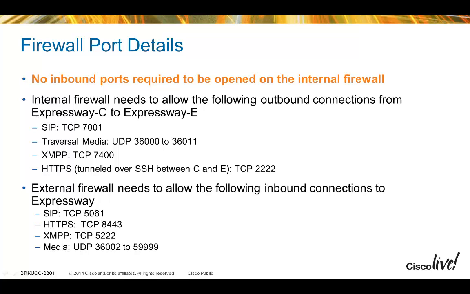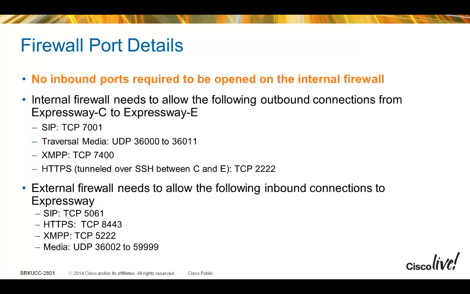XMPP will be TCP 7400. And then we're passing all that HTTPS that we're taking in via the reverse proxy, we're using an SSH tunnel on 2222 to get that through. So that's from the C to the E.